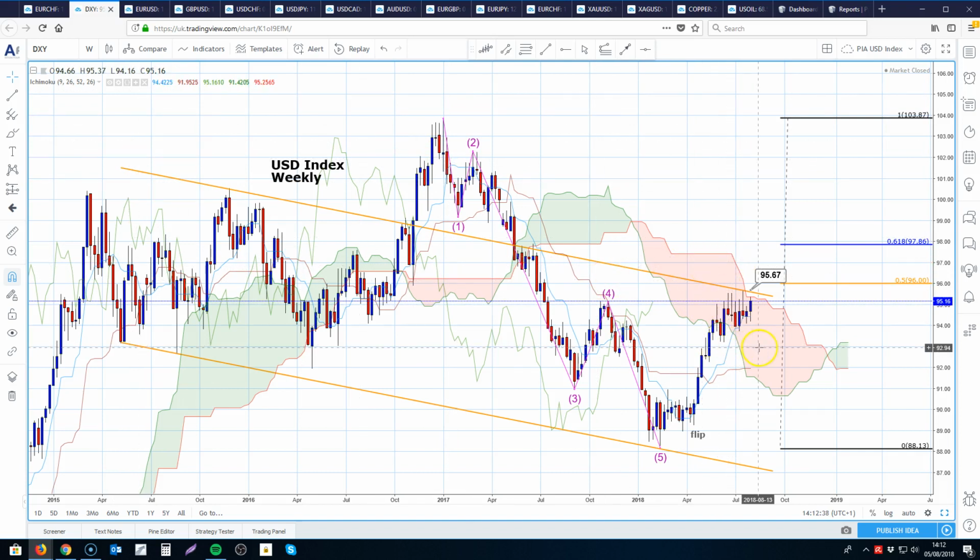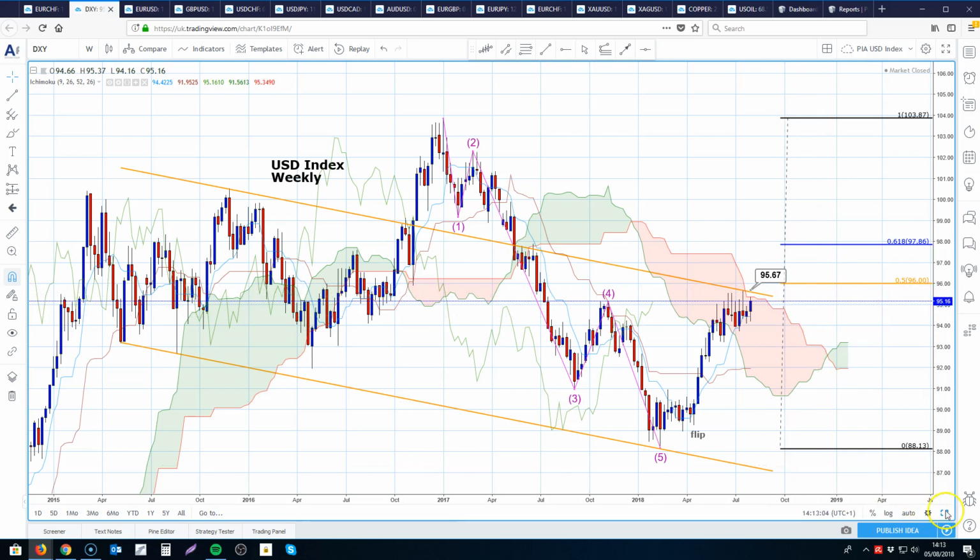A lot of the time when we get an index or a currency pair or a commodity inside an Ichimoku cloud, there has a tendency to be mixed and volatile trading, and that's basically what we're seeing here. We tested the top of the cloud last week, but then we rejected it. What we're going to be looking for is this move up here, possibly to 96 the figure.